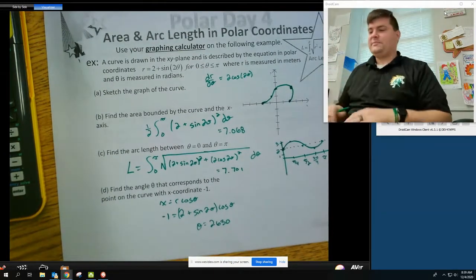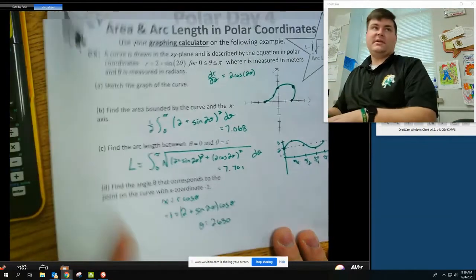All right. First page, not a big deal. Just formulas you need to memorize.